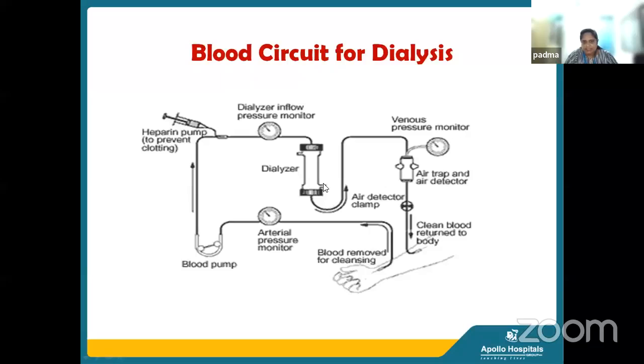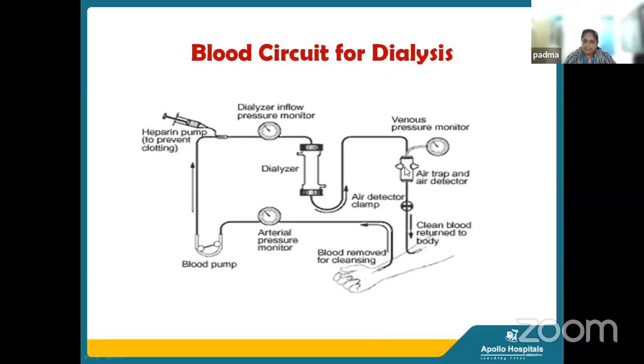This is the outlet and this is the inlet. The dialytic fluid will be going through this inlet and pumping out to the outlet. From here, this is the venous blood line. So the purified blood will be coming through the venous line, the clean blood will be flowing to the venous line.